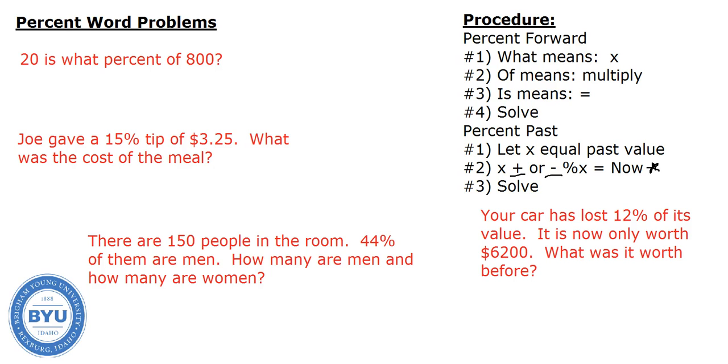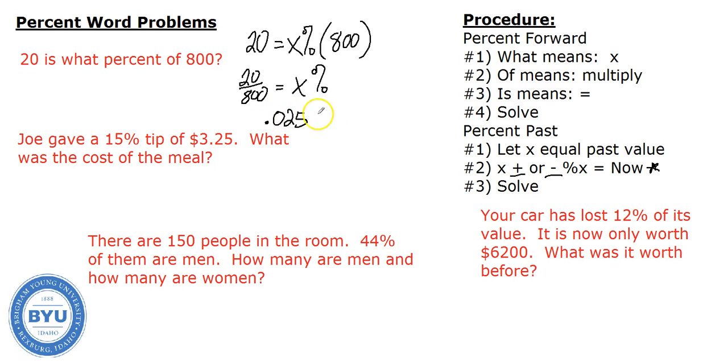Here we go. Let's work on this first one. 20 is, that's an equal sign, what percent of 800? Okay, so I've got to get X by itself. I'm going to divide by 800. 20 divided by 800 equals X percent. When I use my calculator to divide, I get 0.025 equals X percent. We'll need to convert this 0.025 to a percent by moving the decimal 2 spots over. And so my answer is 2.5%.